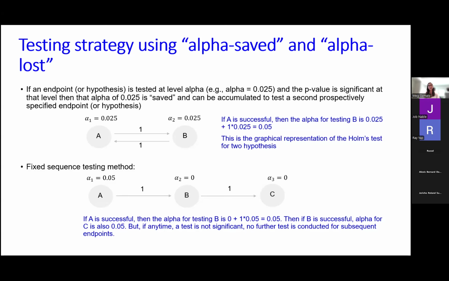The problem with this particular test is that it's very inefficient, because sometimes we don't necessarily know which among the hypotheses is the most powerful. Is it A? Is it B? Is it C? If B, for example, is the most powerful and A is not, and we put all our eggs in one basket into A, then potentially we could never test B and C subsequently, because we have used up all the alpha level on the first endpoint. Next, please.